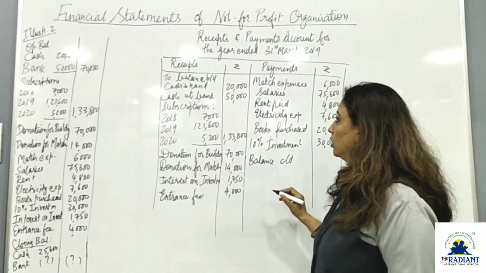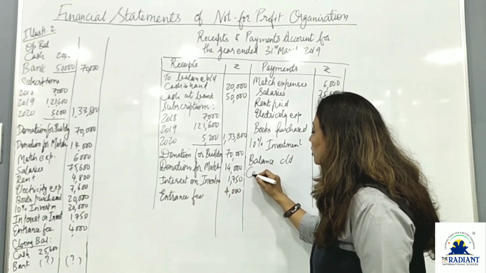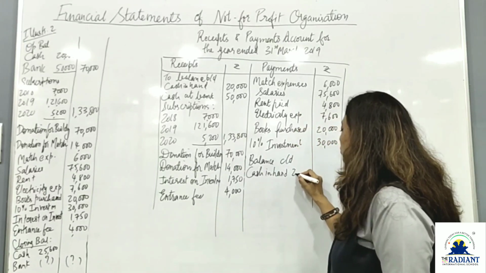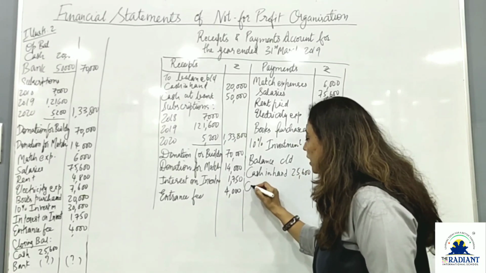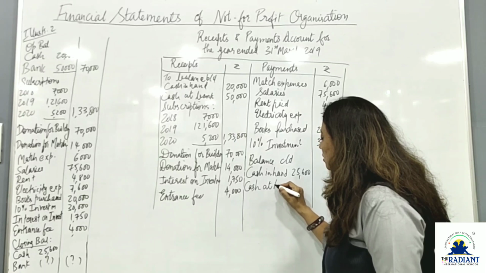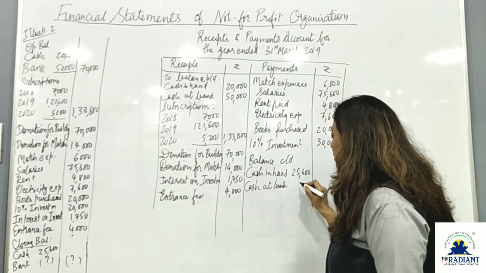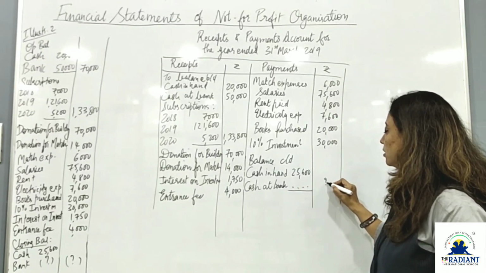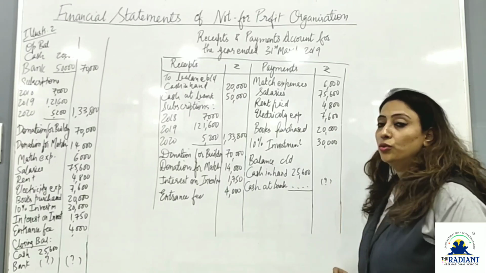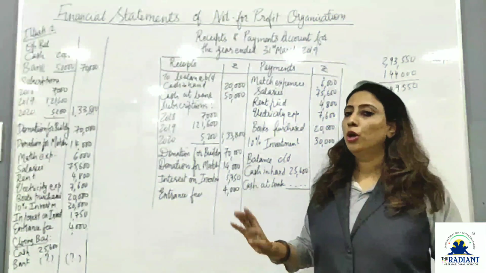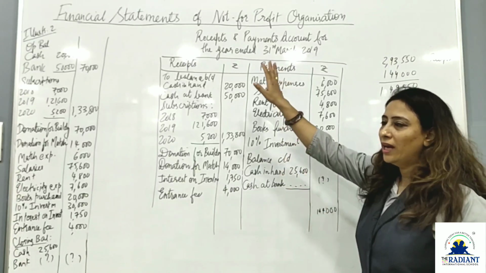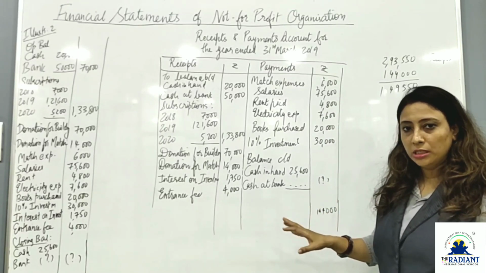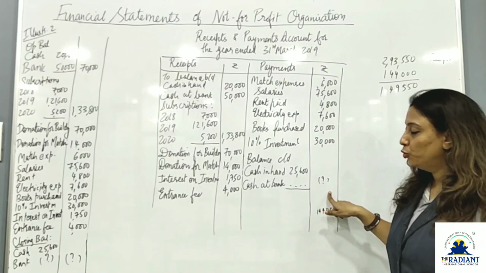In balance carried down, you have both cash in hand, which is given as 25,600, and cash at bank, which is not given in the question. That means you cannot derive the final answer here. So what are we supposed to do? Now you know how to balance the accounts. You add the total of the receipt side, you add the total of the payment side, and then we find the difference. This difference we get here and put it here.